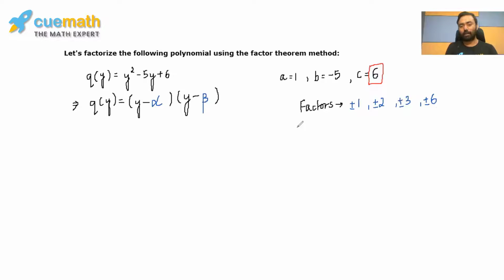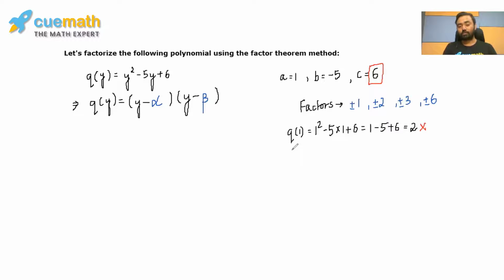If we take q of 1, in place of y in this particular polynomial we are going to substitute 1. Let's see what we are going to get. So q of 1 means y square, that is 1 square, minus 5 times y, plus 6. If we simplify this further, we get 1 minus 5 plus 6. So 7 minus 5 is 2. We didn't get a 0. It means that 1 is not a root of this polynomial.